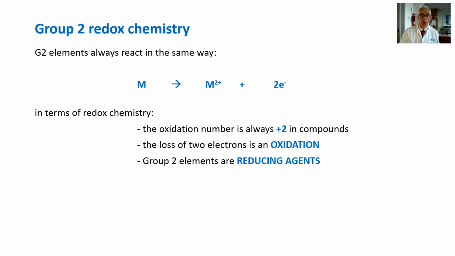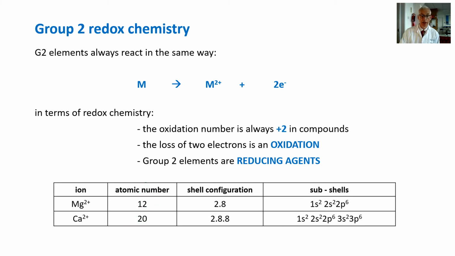Now, if they form 2+ ions, I'd like you to write the configuration of a couple of group 2 ions. Could you write the electron configurations in terms of shells and in terms of subshells for magnesium 2+ and calcium 2+? Pause the video, complete that task, restart to check your answer. So here are the answers.